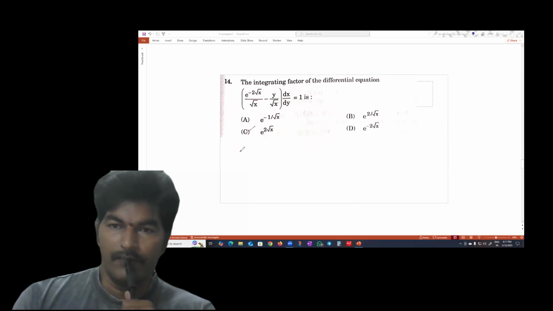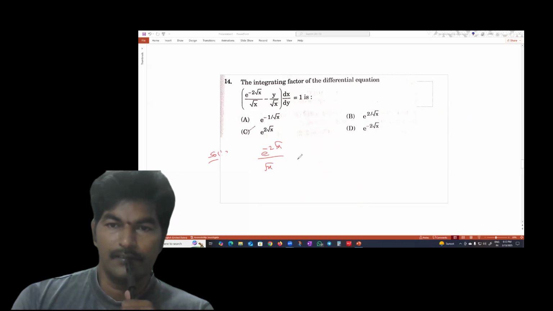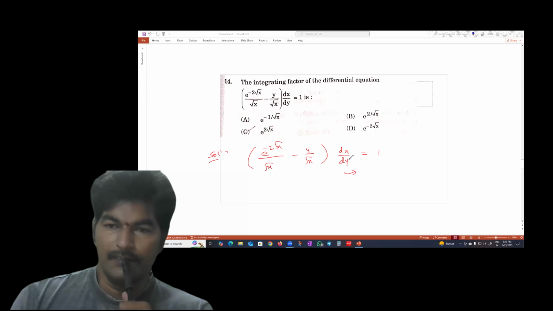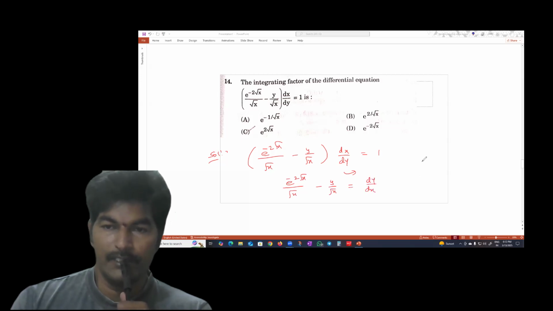The integrating factor of the differential equation, e power minus 2 root x by root x minus y by root x into dx by dy equal to 1. Okay, we will move this dx by dy to the right side. Then it will be e power minus 2 root x by root x minus y by root x equal to dy by dx. First we will move dx by dy to the right side. Automatically it will be dy by dx.